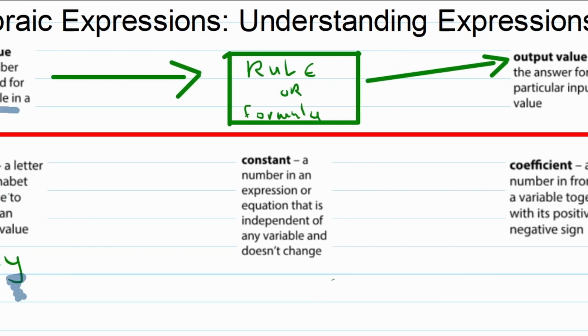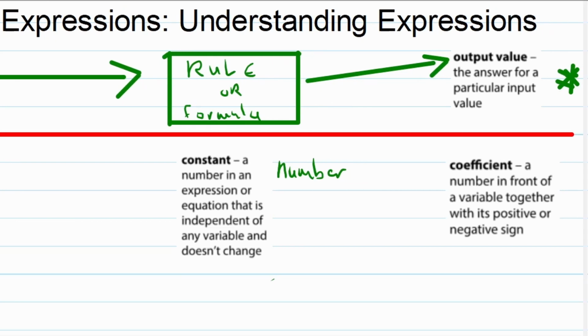Now, what is a constant? A constant is a number in an expression or equation that is independent of any variable and doesn't change. So the easiest way to understand this is, I would say, it's a number. And then what's a coefficient? The coefficient is the number in front of a variable together with its positive or negative sign.